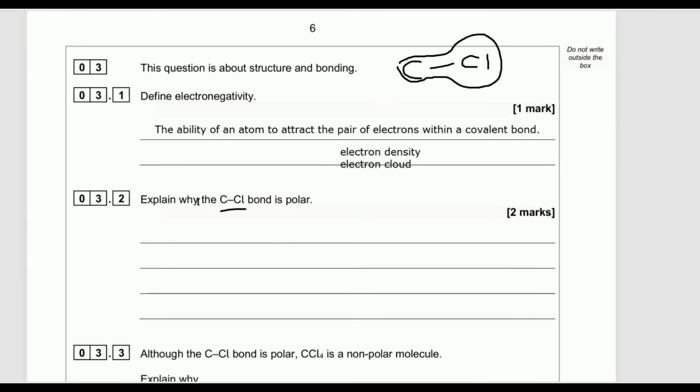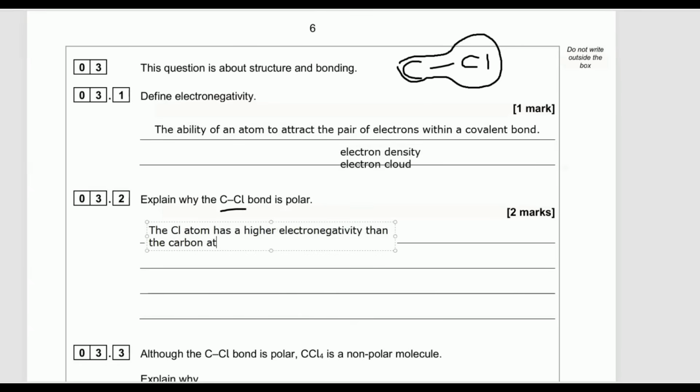So the next question is explain why the carbon-Cl bond is polar. And I already went over that a little bit there. So the idea why the carbon-Cl bond is polar is the chlorine atom has a higher electronegativity than the carbon atom.